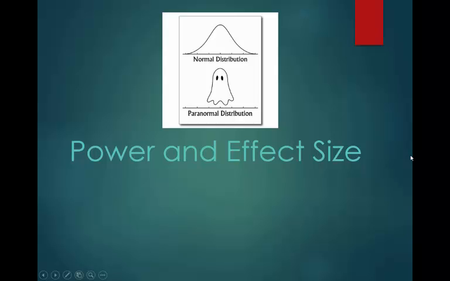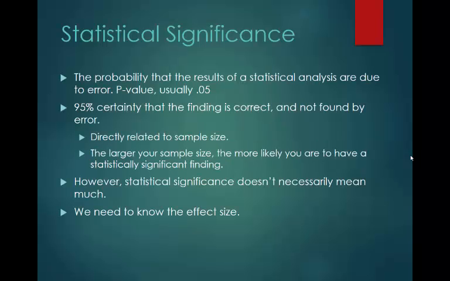Okay, power and effect size. Okay, so we talked about this a little bit last week, but I wanted to go back and clarify and make sure that you guys understood what statistical significance is. And statistical significance means that this is the certainty that the finding is not due to error, that the finding is correct. And so very classic p-value, right? Your statistical significance is 0.05. And so that means that you have 95% certainty that the finding is correct.